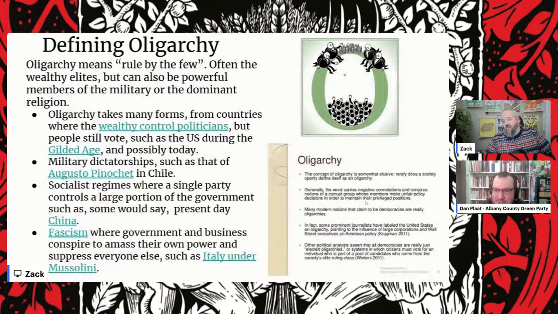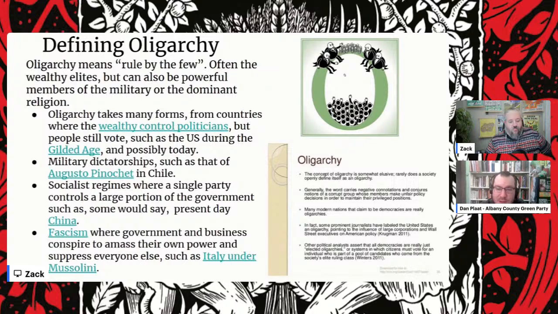Yeah. I wanted to be a little bit fair about it and include a lot of different opinions. It may not be the opinion that I share, but there are some who would put, say, China as an oligarchy. Like I say in this point here, socialist regimes where a single party controls a large portion of the government, such as some would say present-day China, depends on how much you believe in the democratic process in China and how much power representatives actually have. But some would say that China would fall into an oligarchy. It's a closed-off section of elites who end up making the decisions.